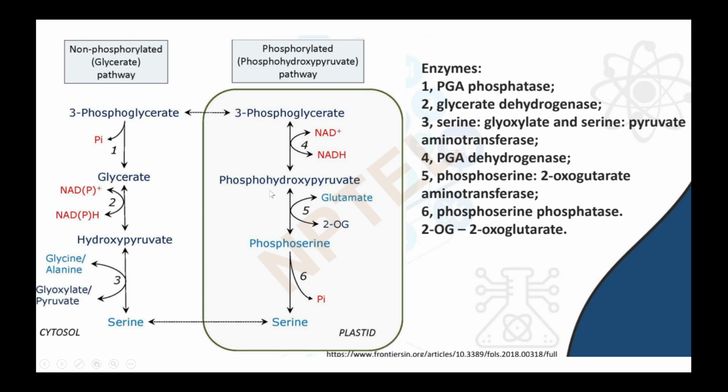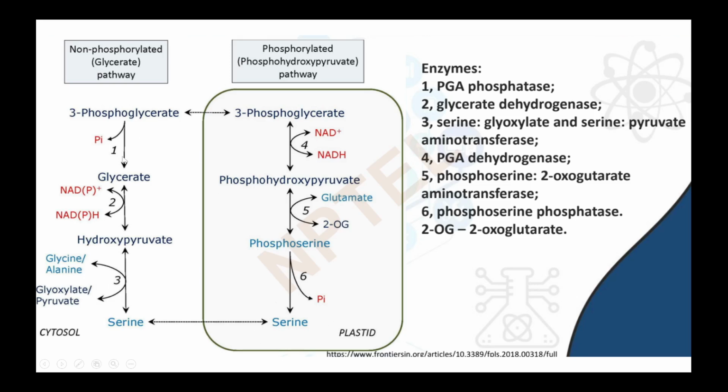This phosphohydroxypyruvate will undergo transamination. So glutamate will transfer the amino group, and glutamate will get converted into oxoglutarate, and phosphohydroxypyruvate will get converted into phosphoserine. This phosphoserine will then be dephosphorylated in the last step by phosphoserine phosphatase and form serine.